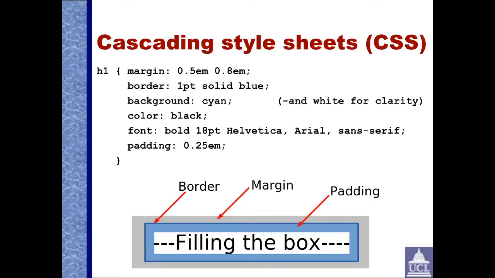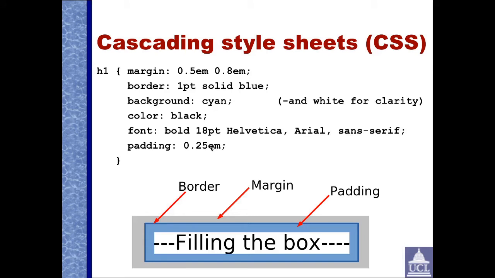So let's have a look at an example of how a CSS style works. Now, this example is for H1. So this is heading level 1, and we then define how heading level 1 is going to look within curly brackets. So here we've specified a margin of 0.5 EM, 0.8 EM. I'll come back to what all these things mean in just a moment. A 1-point solid blue border, a cyan background, black text. This is the font, and then this is the padding.